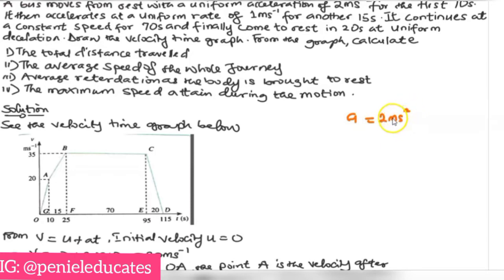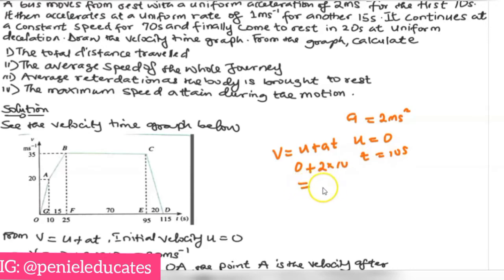Now, it moves from rest means that the initial velocity is 0. Then it's for the first 10 seconds, that's the time, 10 seconds. So your v, that's the velocity at 10 seconds, will be u plus at. And you know that our u is 0 because it's moving from rest. So we assume that the body is stationary. Now v equals 0 plus a, which is the 2 meter per second squared, multiplied by t, which is the 10.